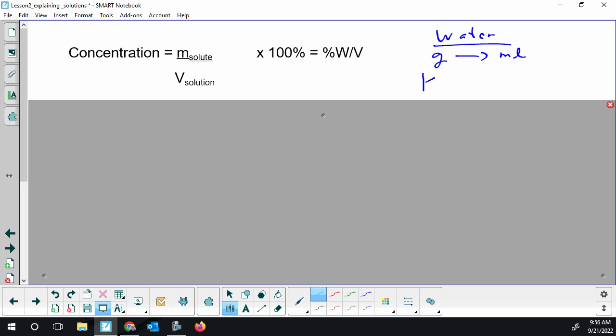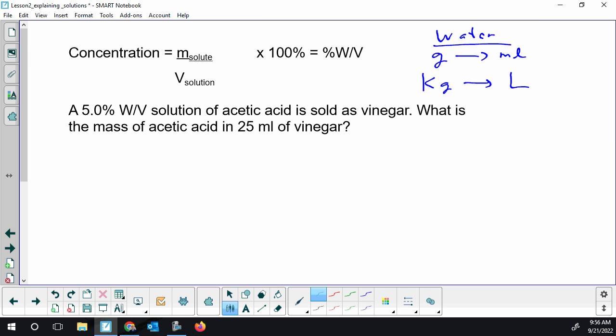Or if you multiply everything by 1,000, okay, 1,000 grams is a kilogram. And what's 1,000 milliliters? That's 1 liter. Okay, so you can use either version, grams of solute to milliliters or kilograms to liters. Okay, and again, this just holds true for water or water-based solutions.